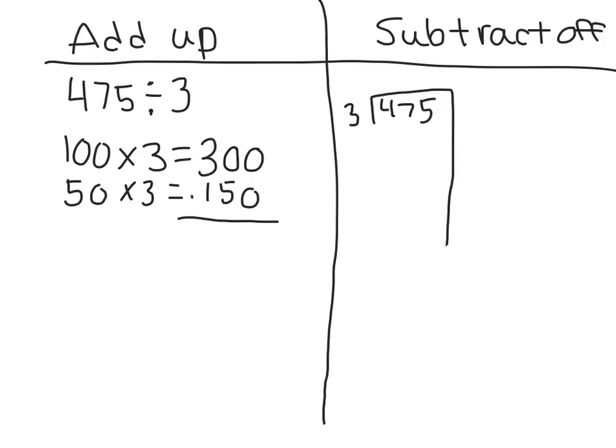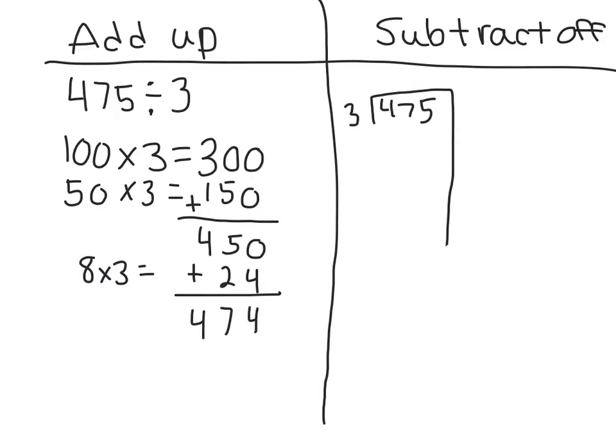Now I need to just add these up. Right now I've got 450, which means I'm 25 away. There is not a 3 fact that equals 25, but I could pick 8 times 3 to get 24. And if I add that up, I am at 474, which means I am 1 away.